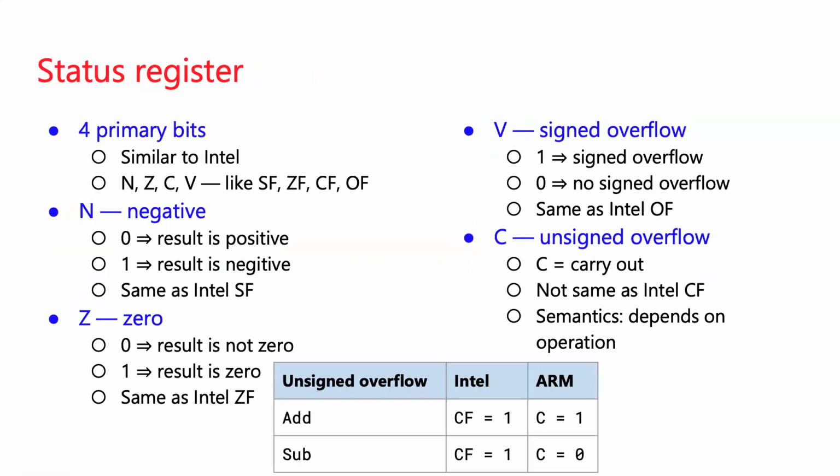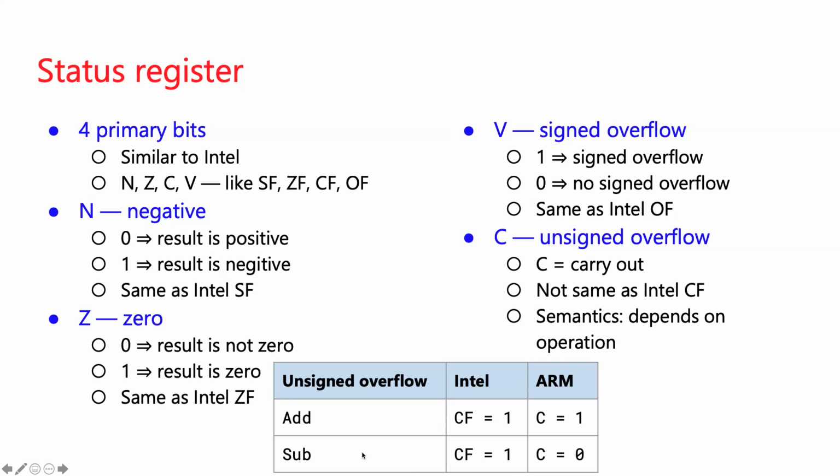So when you're doing an add on Intel, the carry flag always reflects whether or not you got an unsigned overflow. If you had a carry out of the high order bit, or you had to borrow into the high order bit on a subtraction, the carry flag is going to be 1.